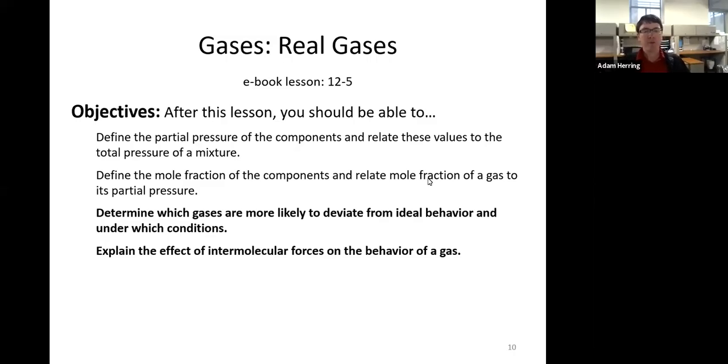Welcome back, everyone. In this video, we're going to learn about real gases. Up until this point, we've talked about ideal gases and the ideal gas law. But it turns out that not all gases behave in an ideal manner. In this video, we're going to discuss why this is the case and what happens.